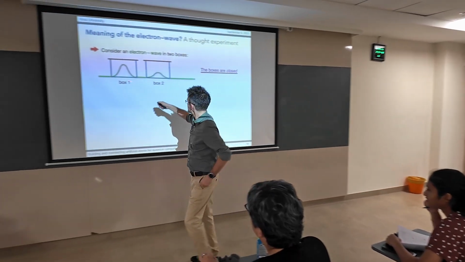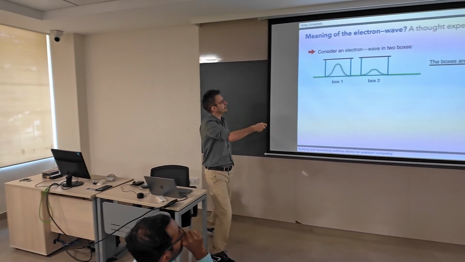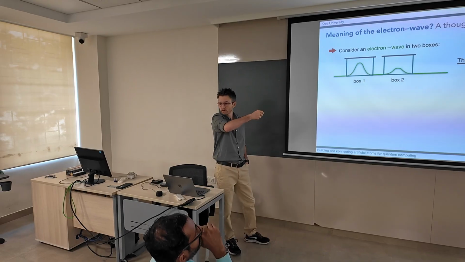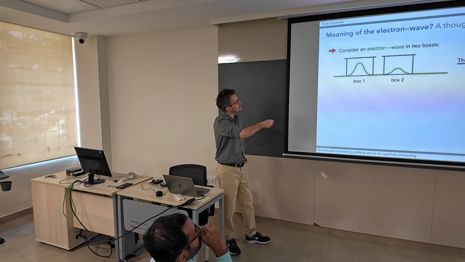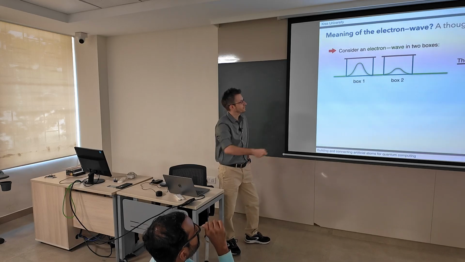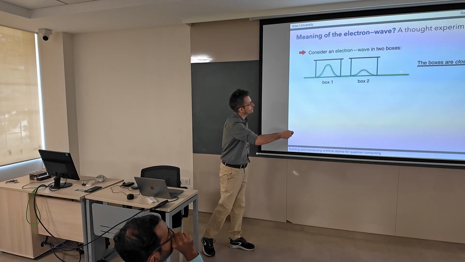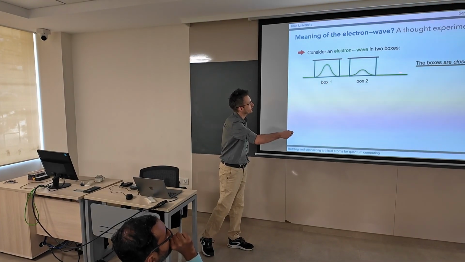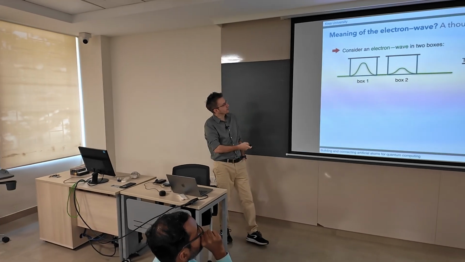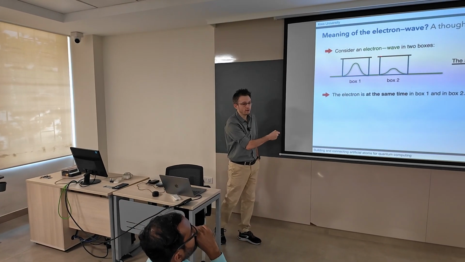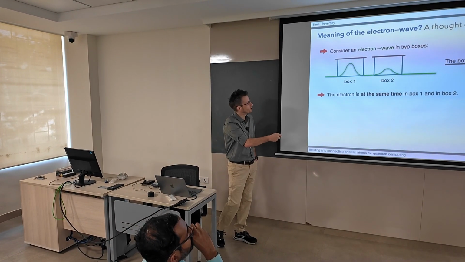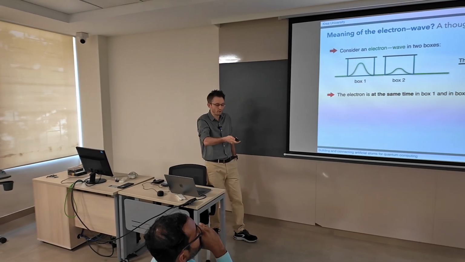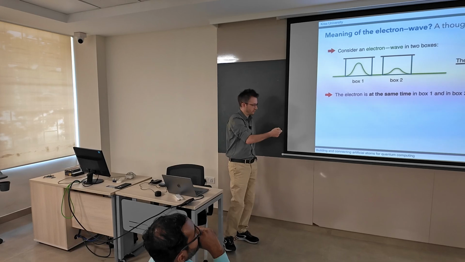So imagine that we have two boxes, and we have an electron that is in both of these boxes. By that I mean that there's a bit of wave in box 1 and a bit of wave in box 2. And here there's no wave outside. That's why I made it 0, because the electron is not outside. So in a way, this means that the electron here is at the same time in box 1 and in box 2. Okay, it's a superposition of the electron being in box 1 and box 2.